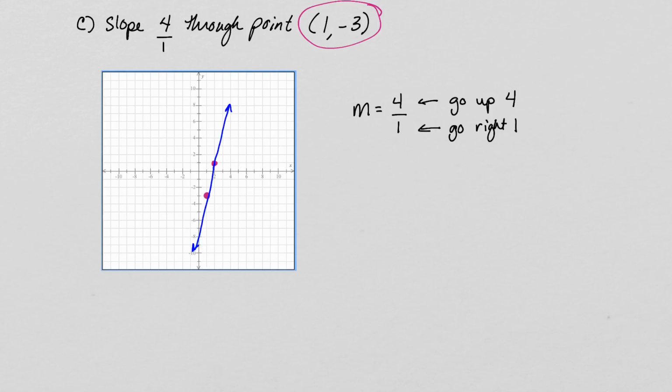So counting off the slope and using the slope to graph a line is actually pretty easy. You just want to plot the point and then you want to count off the slope. Remember, if the slope is negative, you're going to go down first. If the slope is positive, you're going to go up first.